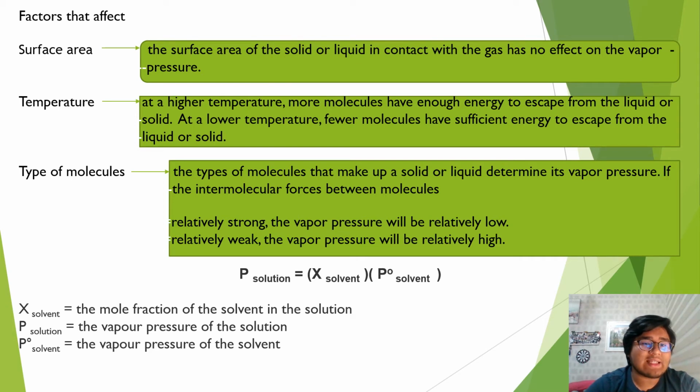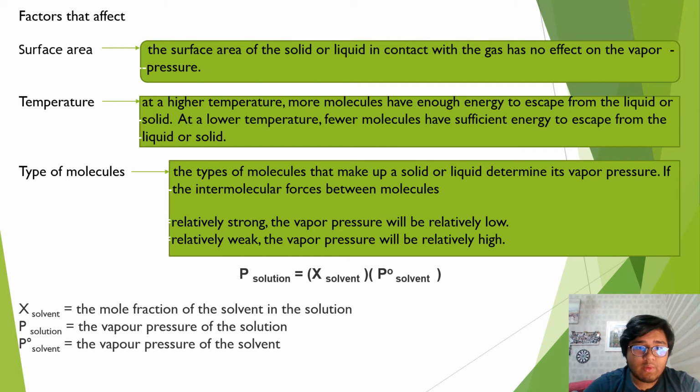Lastly, the type of molecules. The types of molecules that make up a solid or liquid determine its vapor pressure. If the intermolecular forces between molecules are relatively strong, the vapor pressure will be relatively low. But when the intermolecular forces between molecules are relatively weak, the vapor pressure will be relatively high. So when the force between molecules is strong, the vapor pressure will be low, but when the force between molecules is weak, the vapor pressure will be high.